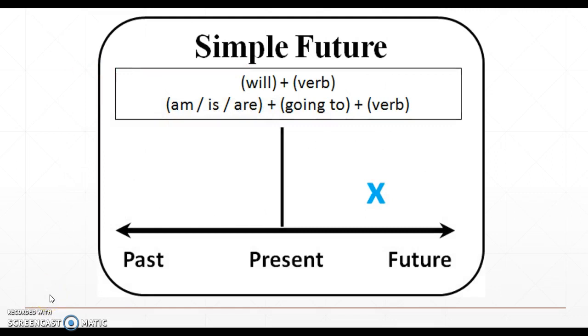And this is a summary of the simple future. We have the 2 forms we can use, will plus the verb, or be plus going to plus the verb. And in this graphic, we can see that the simple future is indicated by the X mark in the future.